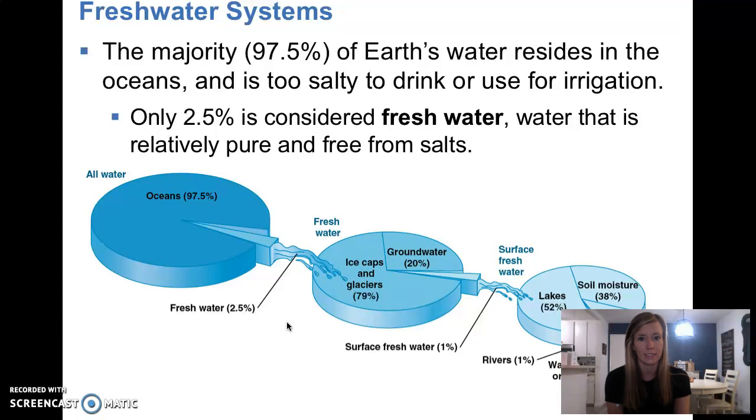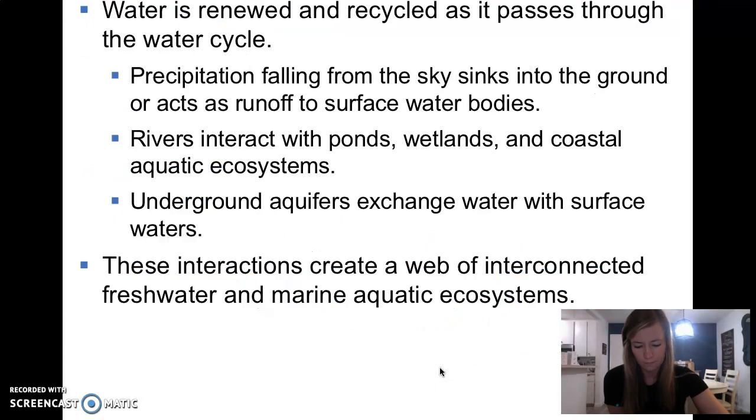So only 2.5% is considered fresh water, so water that is relatively pure and free from salts, and only 0.1% is available for human use. This is a diagram showing where the water availability is. This is all of the water, and that tiny sliver is the fresh water, so the water that has a low enough salt content. Of all the fresh water here, 79% is frozen in ice caps and glaciers, and the other 20% is in groundwater. And that last 1% is surface fresh water, and that's found in lakes, soil moisture. This sliver right here is atmospheric water vapor. Then we have rivers and water within organisms. So it's a very small percentage of all the water on the planet.